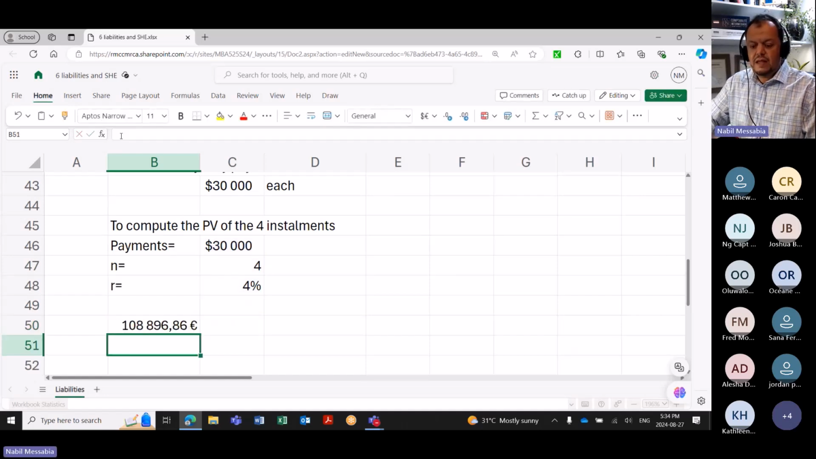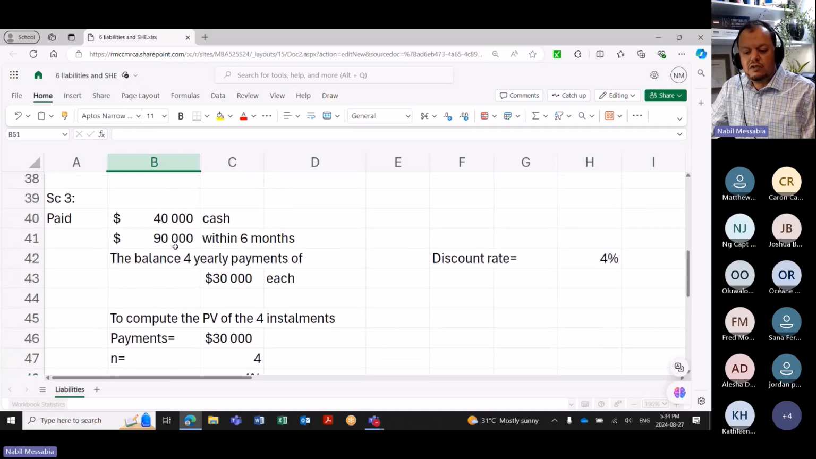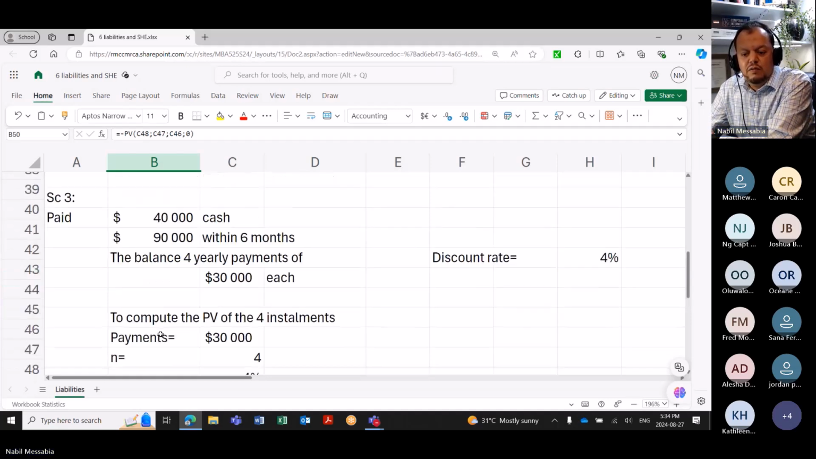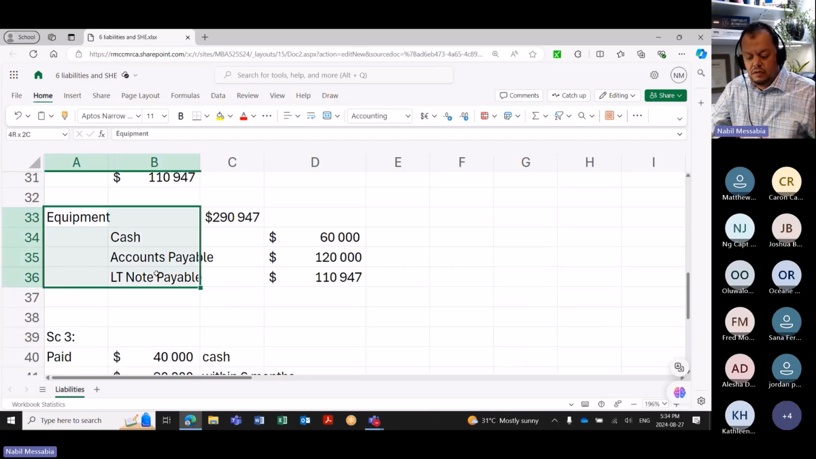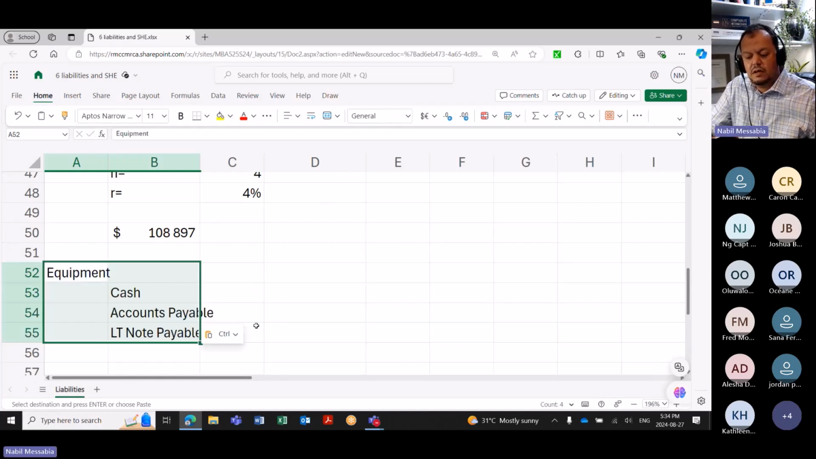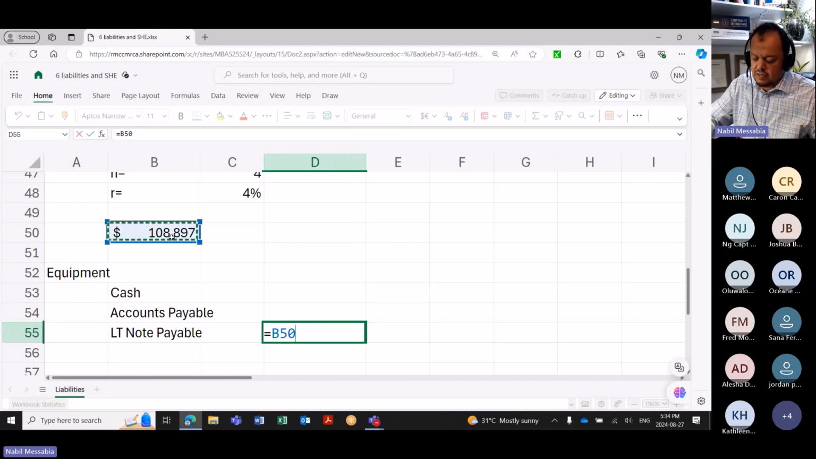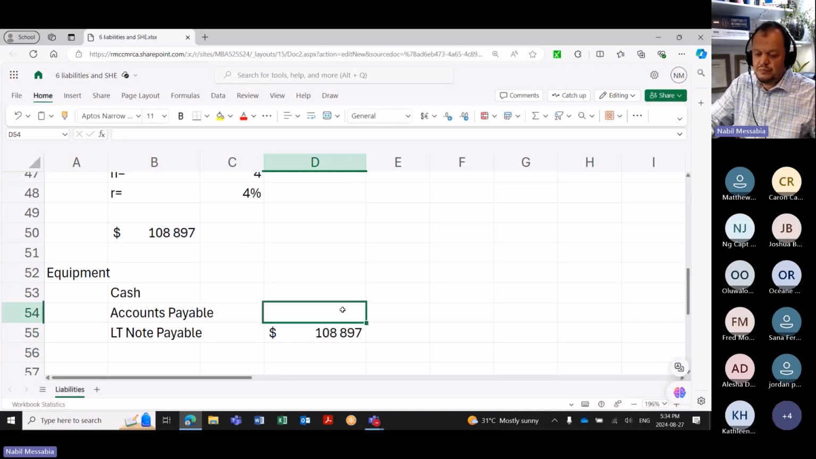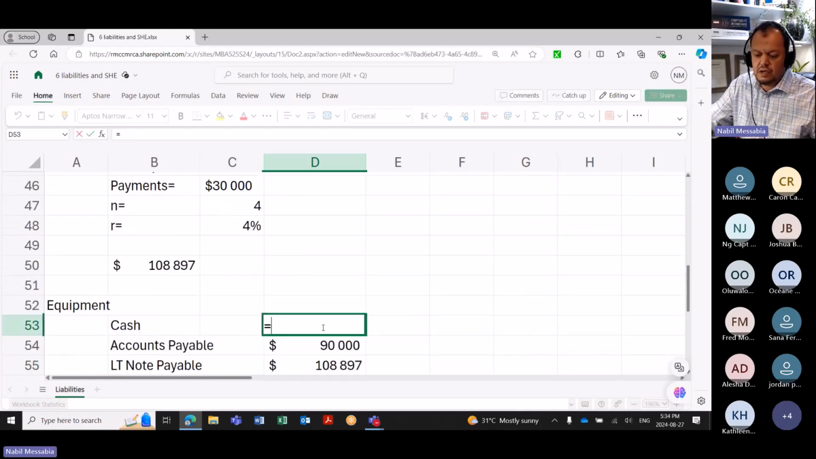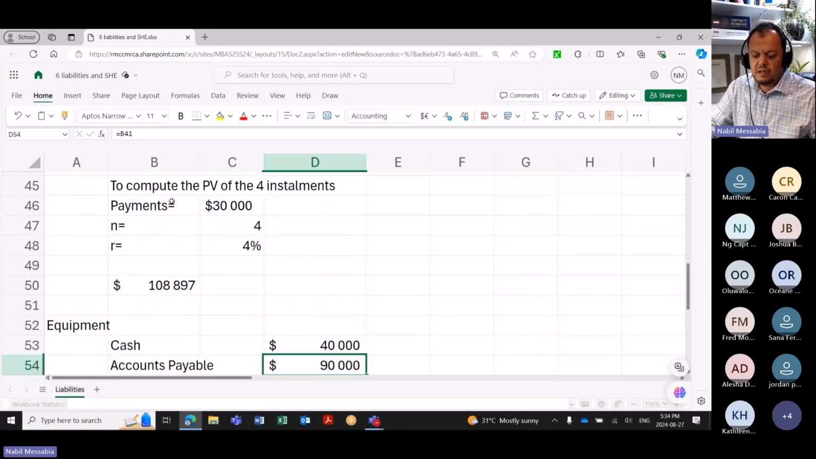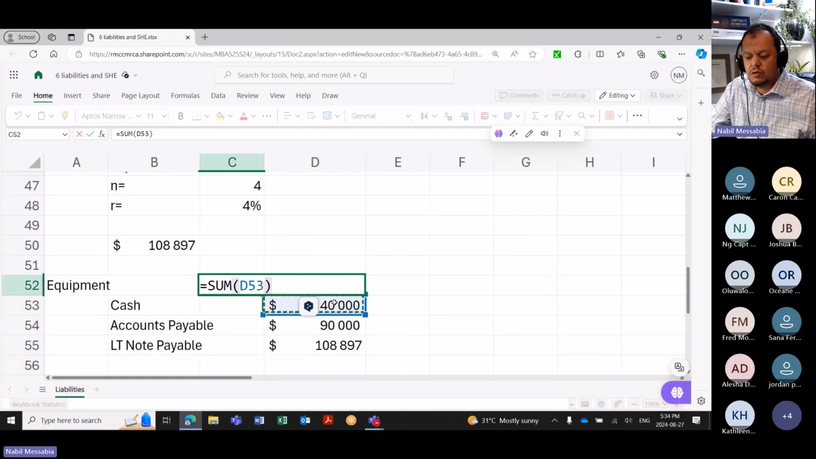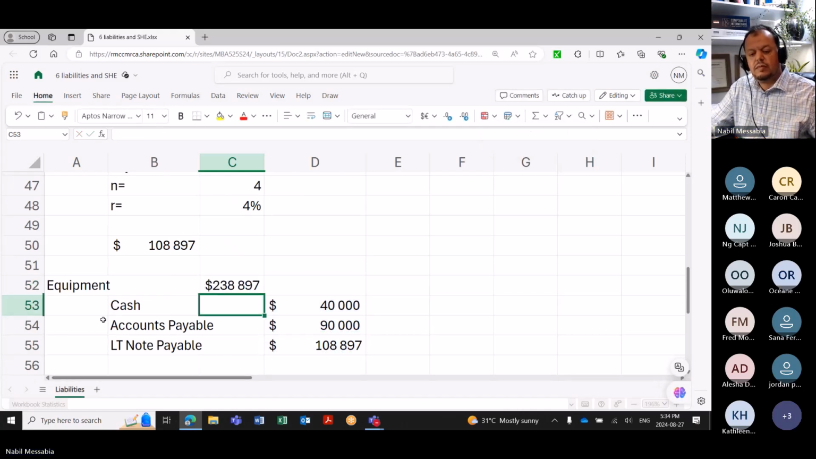Minus. So paying $30,000 4 times each year is the equivalent of paying today $108,000, which means your journal entry would be then: debit note payable for that present value, $108,000, debit accounts payable for what is given here, 90,000, and credit cash for 40,000, and debit the equipment for the total of the 3 amounts. Okay.